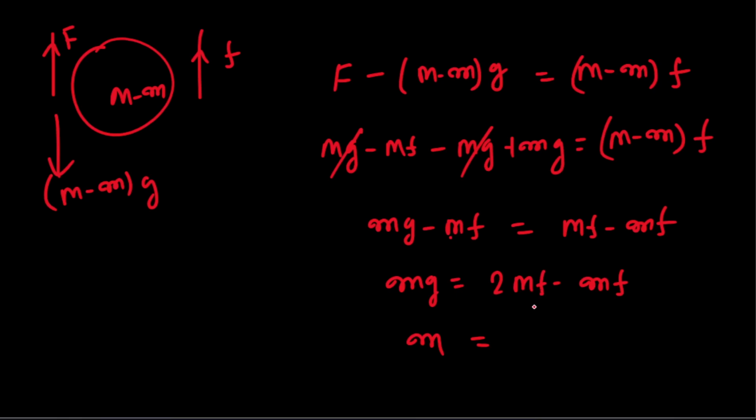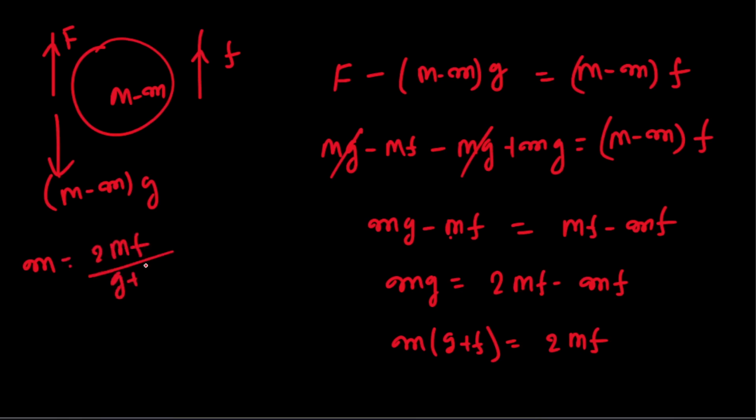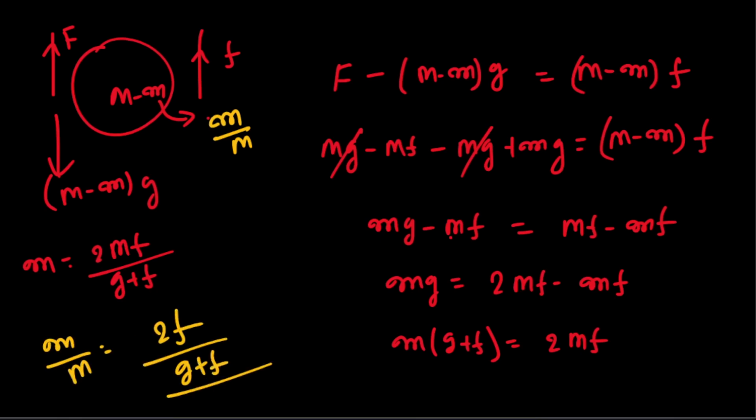To get small m, again we need to take this mf to this side. So this is m(g plus f) is equal to 2Mf. Properly solve it. So small m is 2Mf by g plus f. We have to talk about the fraction of mass taken out. The exact mass we have taken out is m, and the total was M. So the fraction of mass taken is m by M, and its value comes to 2f by g plus f. So this will be your answer.